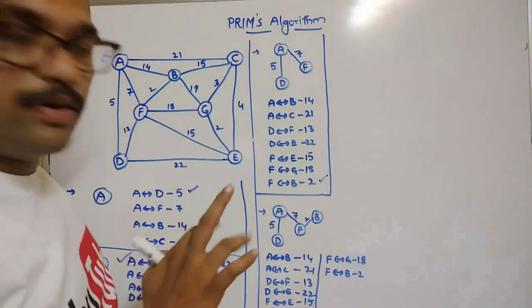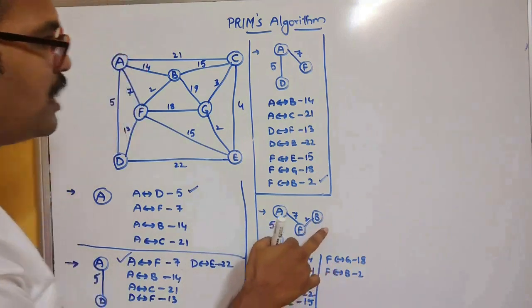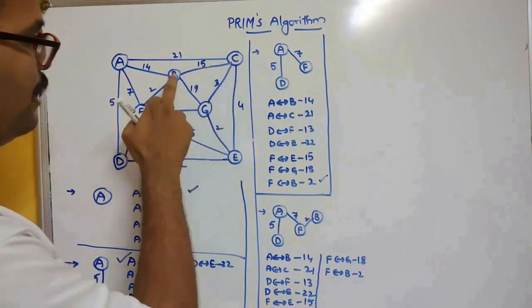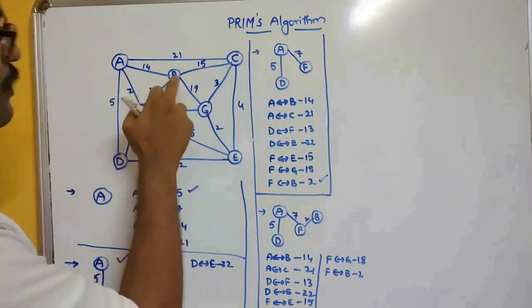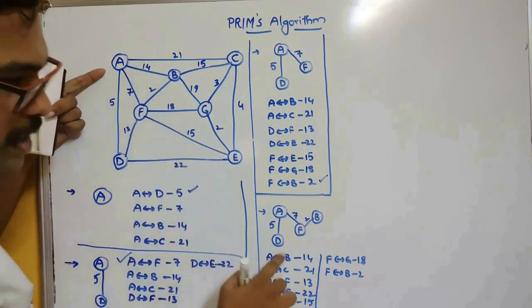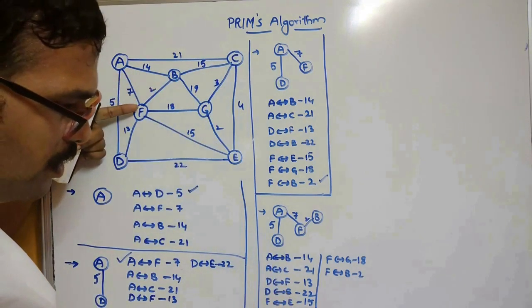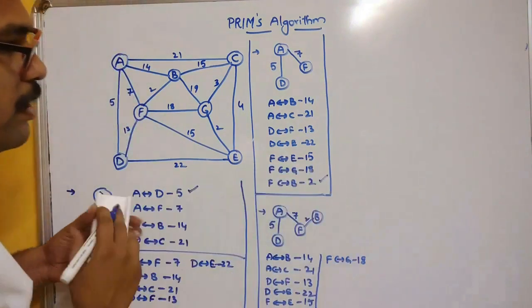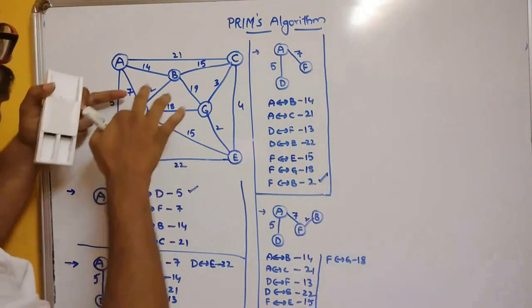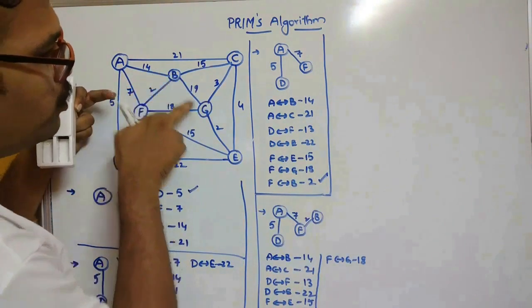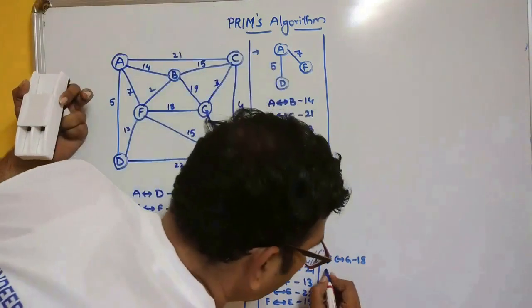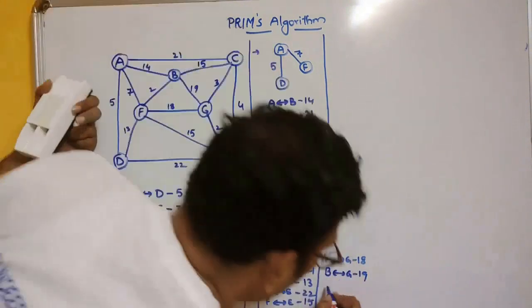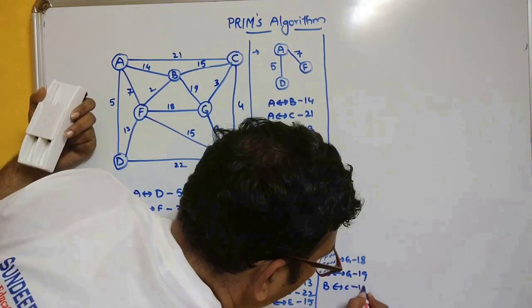So our tree consists of a new vertex B. Now consider all the edges from B. From B we are having B to C, B to G, B to F and B to A. Now B to A is already covered. B to F is already covered, so we should not consider this one because we have already done it. So B to F, there is no edge. So B to G with 19 and B to C with 15.